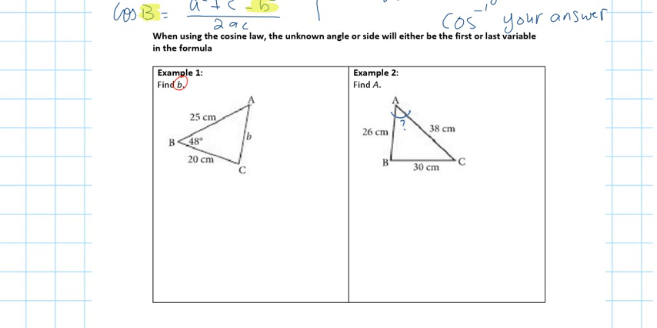So in this case, what do I know? I know side A and I know side C. What else do I know? The angle B, which is the angle in between them. It's called the contained angle. So I know that contained angle. Now, if I'm looking for side B, which one of these formulas am I going to use?